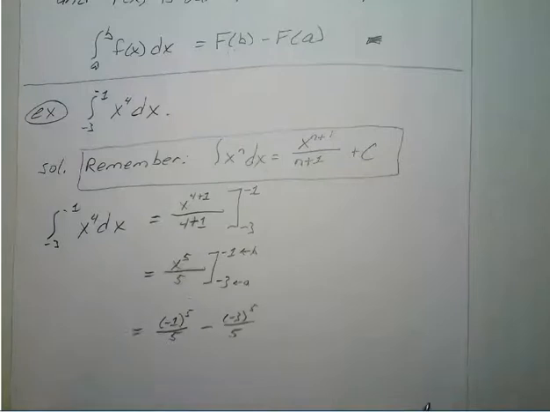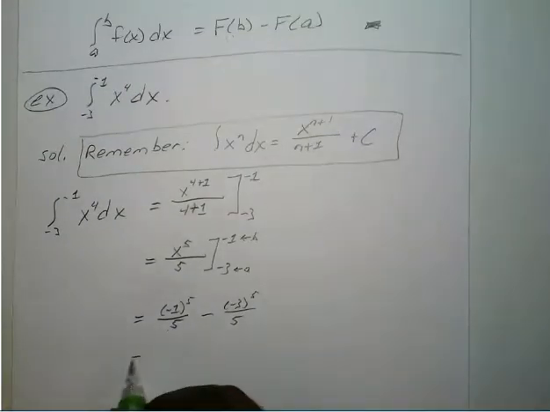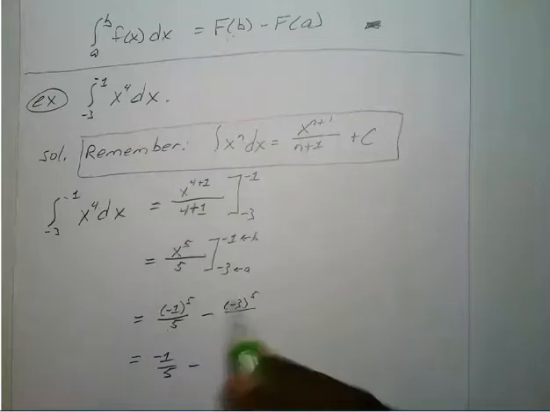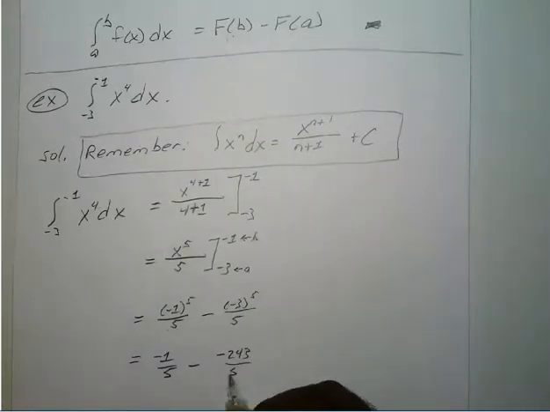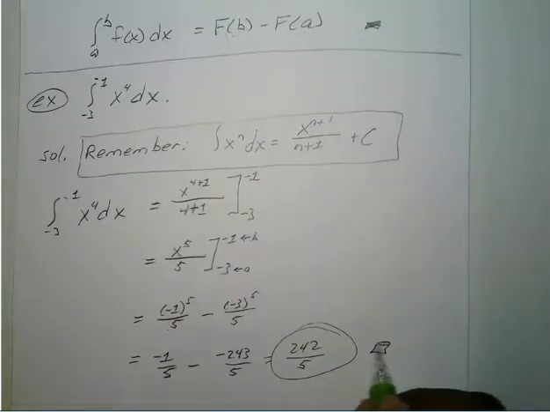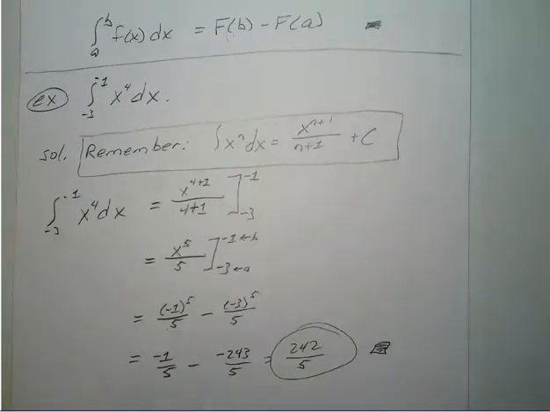Okay, so if we simplify that the rest of the way, -1 to the fifth power is just -1. So you have -1 over 5 minus -3 to the fifth power, which is actually just -243, over 5, which is equal to 242 over 5. All right, so that's how you would use the fundamental theorem of calculus.